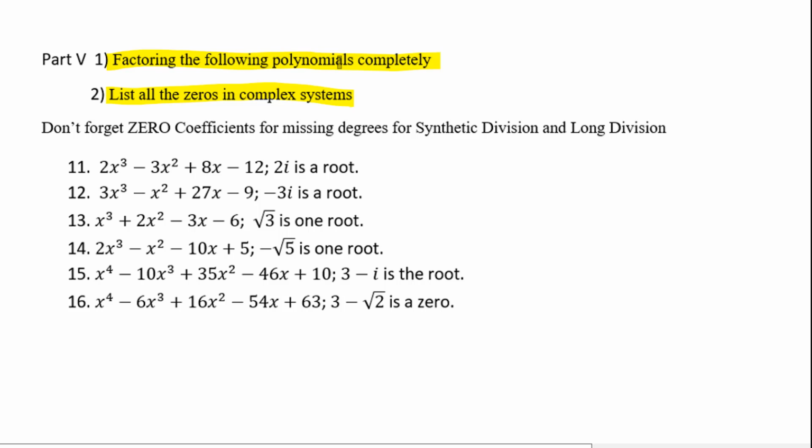Factor the following polynomial completely. List all zeros in the complex system. Do not forget zero coefficients for missing degrees, for synthetic division and long division. This time, the given roots are complex numbers and irrational numbers, so we cannot use synthetic division. We have to use long division to figure out the factors.